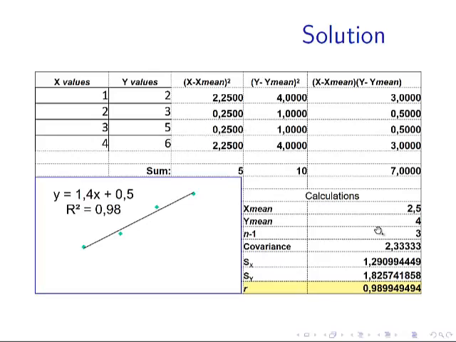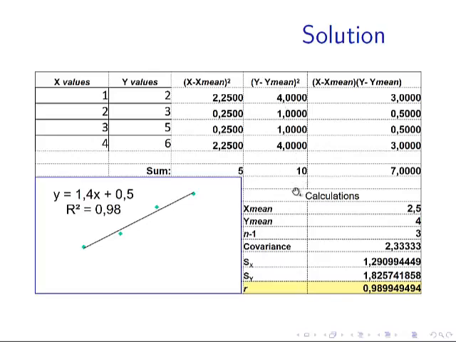5 minus 4, 1 again. 6 minus 4, 2. 2 squared is 4. The next step, we should find the sum of this thing. Sum of this is 5. Sum of these numbers is 10.